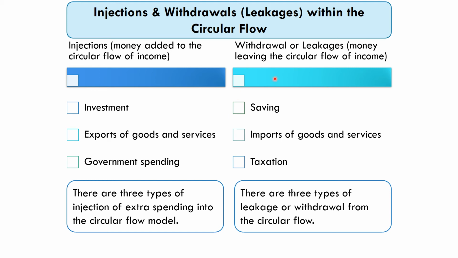Withdrawal, money leaving the circular flow of income, we've got saving. If households decide to save within a bank, that would be a withdrawal. If there's imports of goods and services, that money is leaving the economy, that would be a withdrawal. And again, if there's taxation within the economy, that money is leaving the economy, not being spent on goods and services, again, that would be a withdrawal or a leakage. So let's make sure we've got these down in our notes.